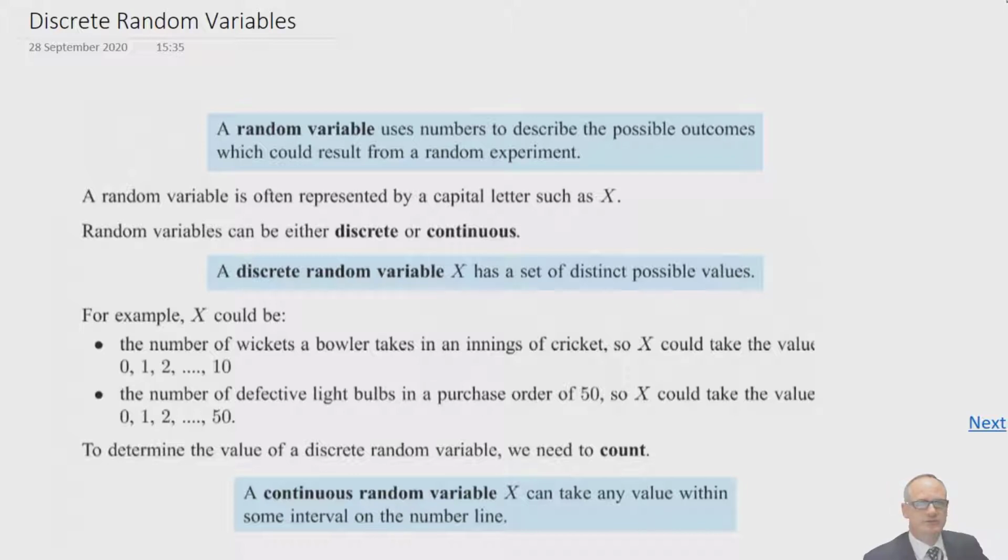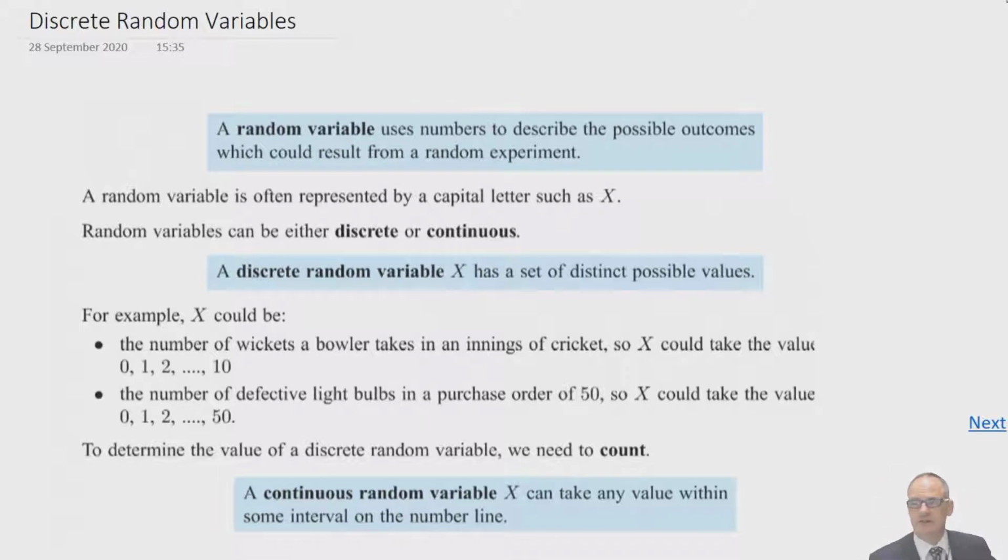What tends to confuse students in the notation for random variables is the fact that the random variable is denoted by a capital letter, but particular values will be denoted by a small letter of the same value. We'll come on to that in due course. But the key thing you need to know for this course is what a discrete random variable is.